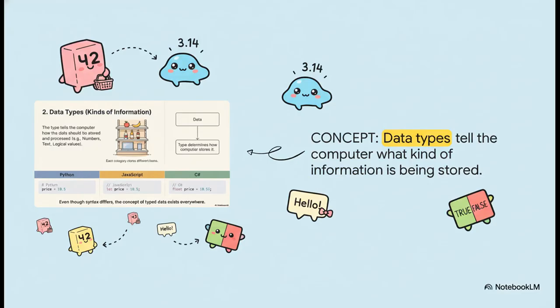But of course, programs don't just deal with numbers. They handle all sorts of information, and that's where data types come into play. A data type is basically just a label that tells the computer what kind of stuff is inside that variable box. Is it a number? Is it some text? Is it a simple true or false? Knowing the type helps the computer handle the data the right way. It's kind of like organizing your pantry. You put the cans on one shelf and the cereal boxes on another.